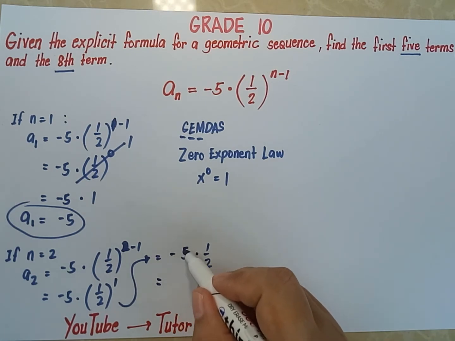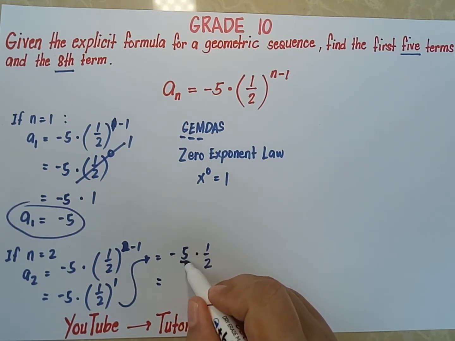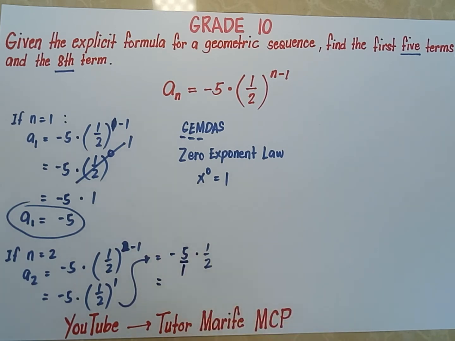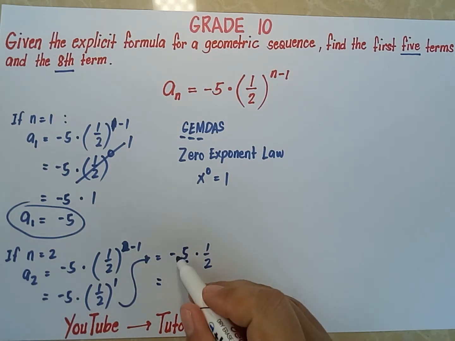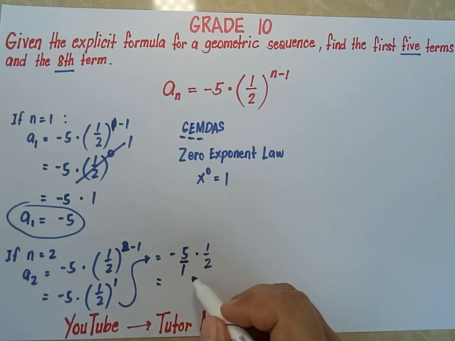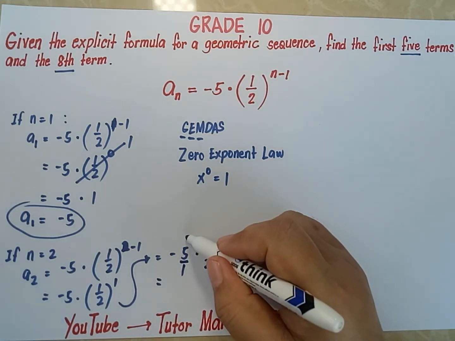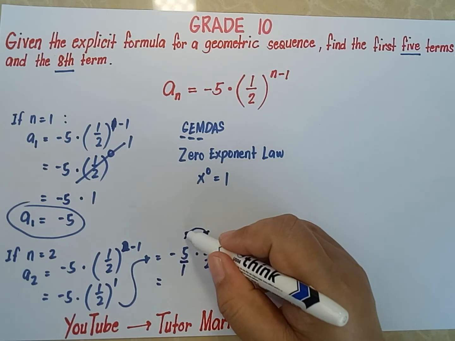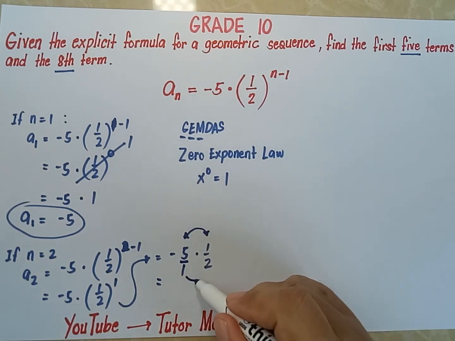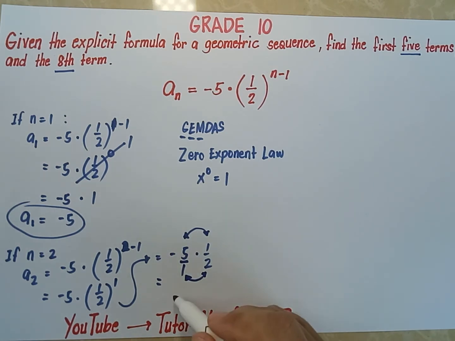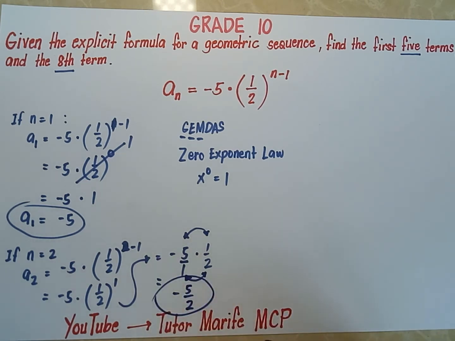Lahat ng whole numbers may invisible denominator na 1. So, ito ay the same as negative 5 over 1. And from your elementary, numerator times numerator, denominator times denominator, it's negative 5 over 2. This is your second term.